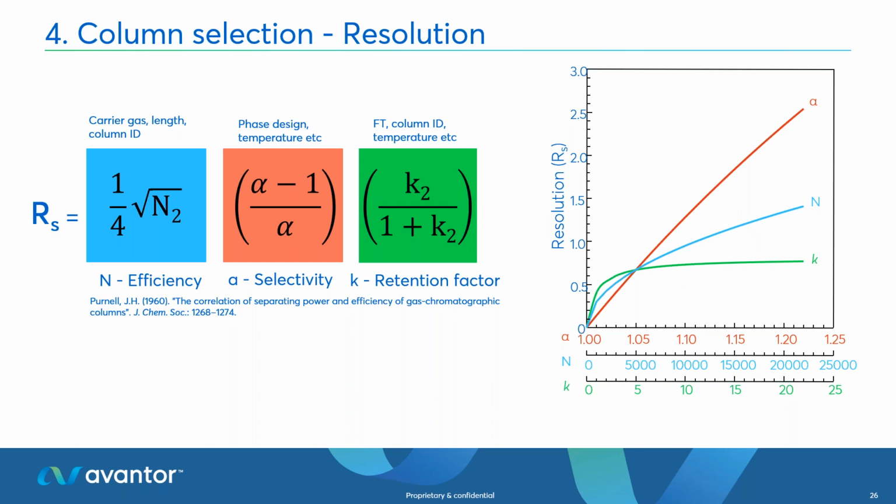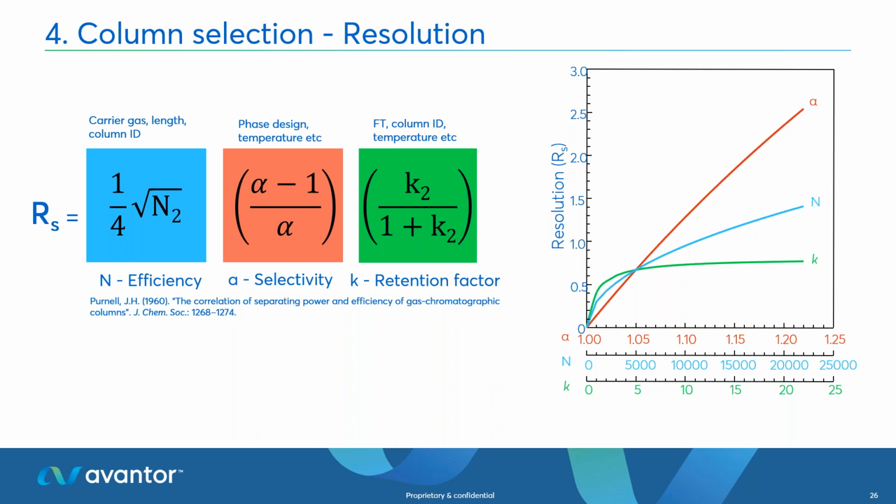So then when we have a look at column selection, a really important aspect is the resolution, because we don't want to invest in a phase and then it turns out that the resolution isn't that great and we could have made a better decision initially. So there's 3 strategies to achieve decent separation and ways to improve the resolution. And these are efficiency, selectivity, retention factor.